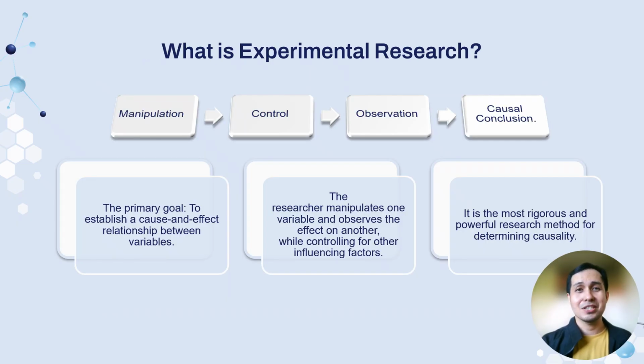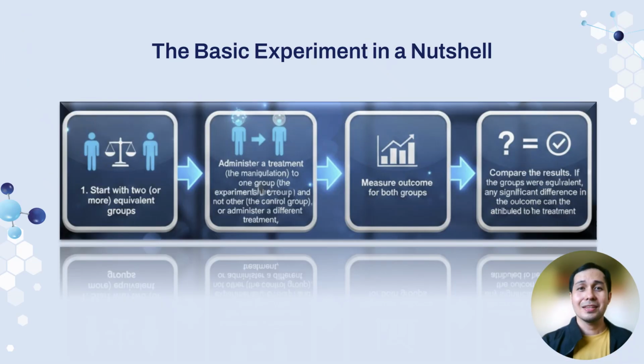So, what is experimental research? In one word, its purpose is causation. The goal is to determine if one variable directly causes a change in another. How is this achieved? Through a specific process. The researcher actively manipulates one variable, then observes the effect on another variable, all while controlling the environment to rule out other explanations. This controlled manipulation is what sets experiments apart and makes them the most rigorous method for establishing cause and effect. Let's simplify the core logic into four basic steps.